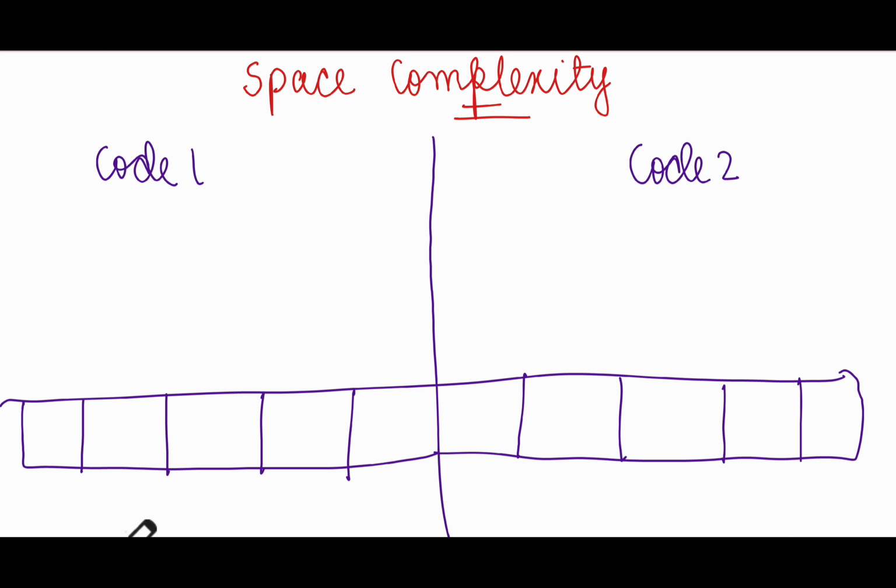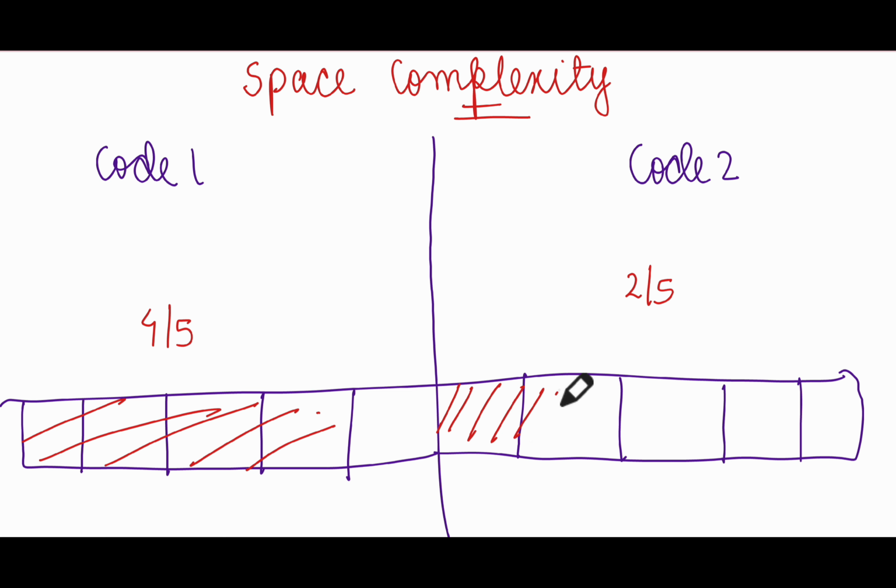So what happens when code 1 runs? Out of 5 partitions it is going to take, let's say, 4. Whatever variables you are declaring and everything you are storing goes into 4 of the partitions, whereas code 2 only stores in 2 out of 5 partitions. So what does that mean? Code 2 is taking less space compared to code 1, and in terms of space, code 2 has a better space complexity than code 1.